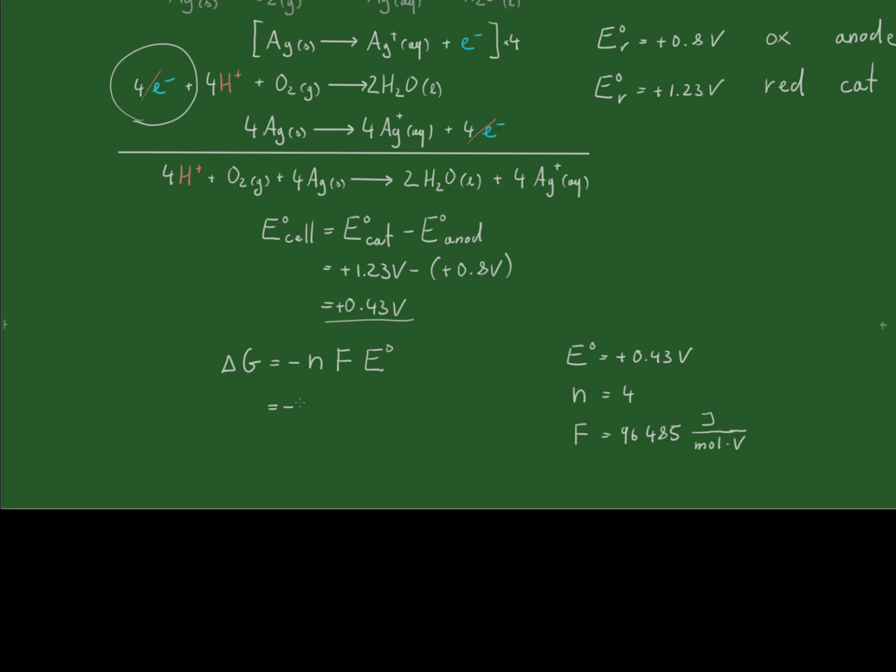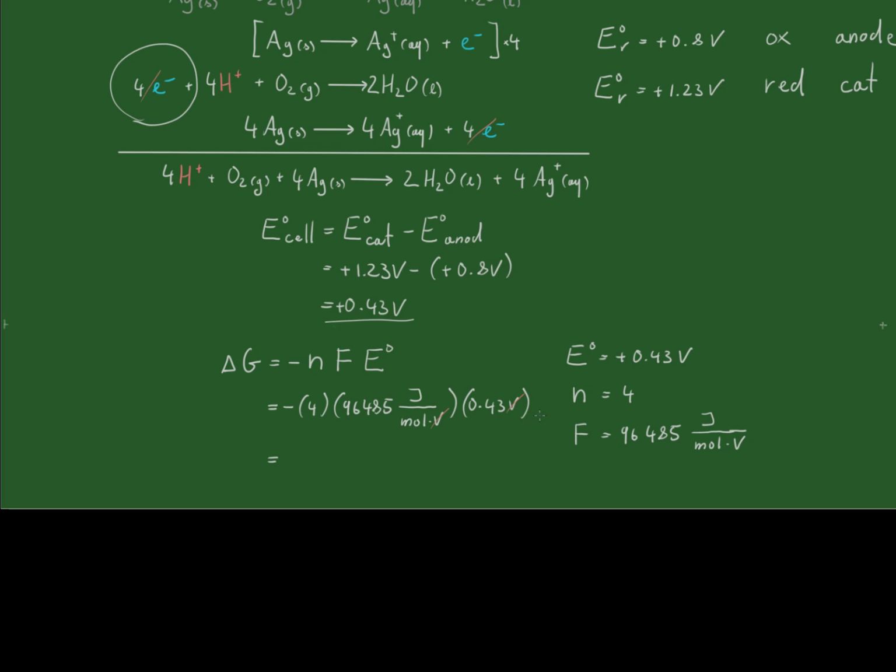So I will have negative 4, I'll just put it in brackets, multiplied by the Faraday's constant, 96,485. Do not forget the units. Multiplied by E naught, which is 0.43 volts. And that equals, well, I can cancel some units. So this volt and this volt will go, which means I'll be left with joules per mole. And that's fantastic. That's what I want my delta G to be in.